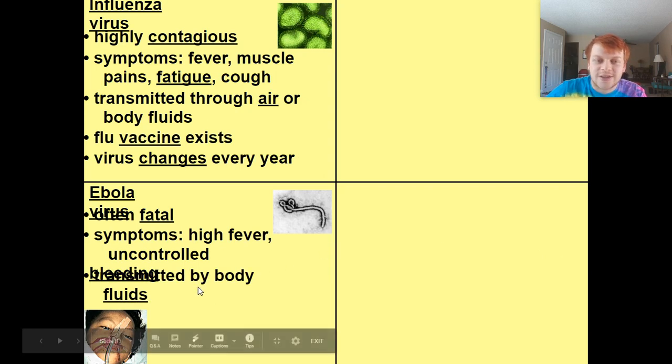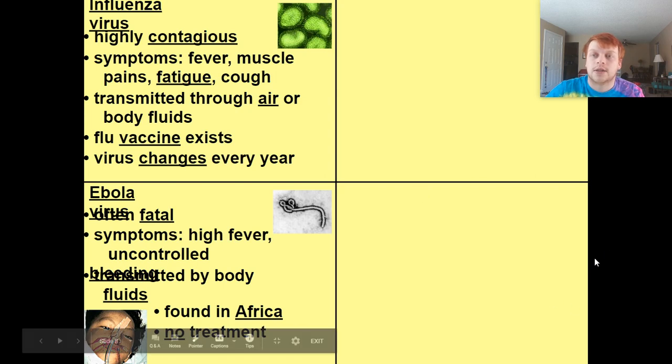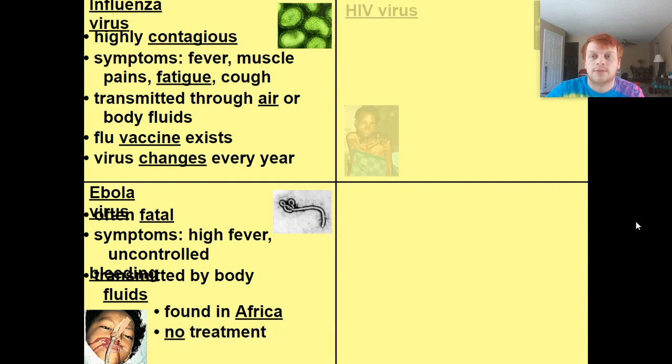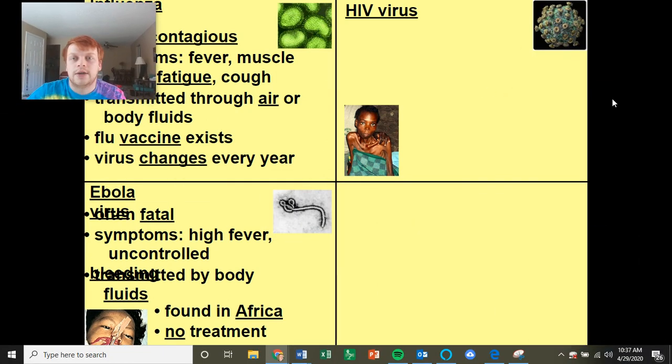Oh, sorry that the slides are like this, but it's transmitted by your bodily fluids. So it can be transmitted through saliva, urine, sweat, blood. Ebola was initially found in Africa, though there have been cases in other countries. And currently, we do not have a vaccine or a cure for Ebola. Next up, we have HIV.